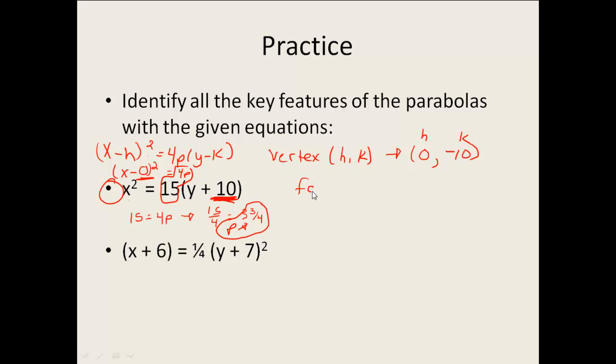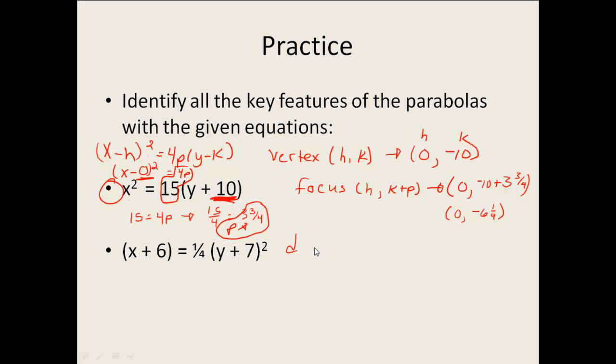So my focus, according to my flipbook, it says that it's at h comma k plus p. Well, as I fill that in, my h is 0, my k is negative 10, and the p is 3 3/4. Well, when I simplify that out, the 0 stays, and then negative 10 plus 3 3/4 gives me negative 6 1/4. So that's where my focus is.